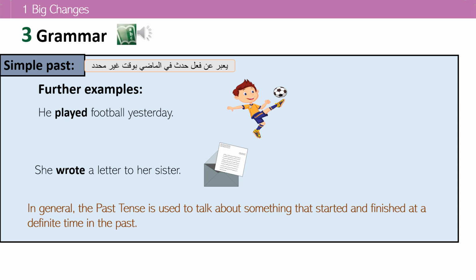Further examples for the past simple. He played football yesterday. She wrote a letter to her sister. In general, the past tense is used to talk about something that started and finished at a definite time in the past.